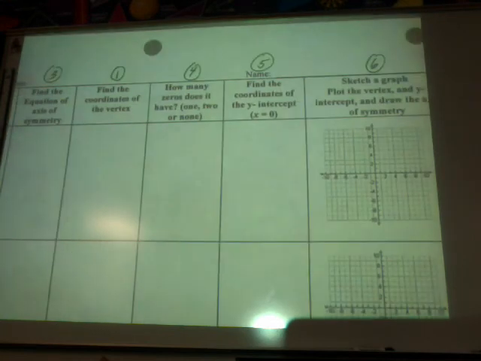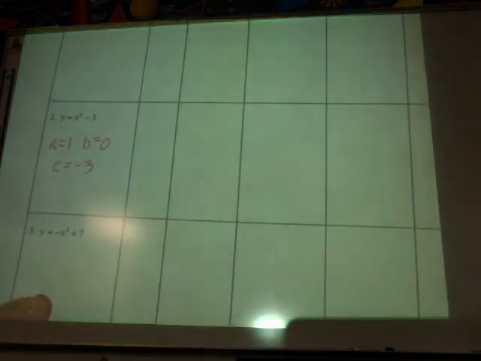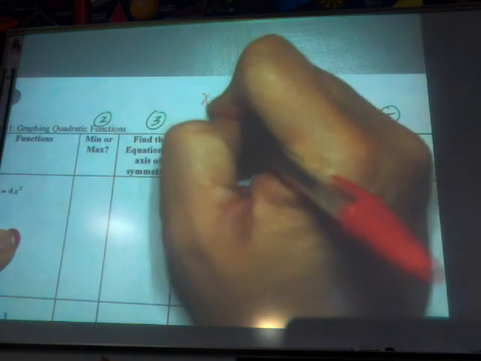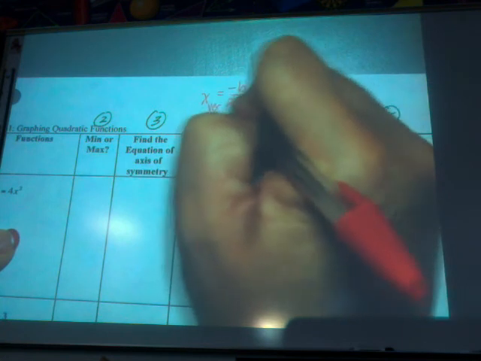All right, so we're going to find the coordinates of the vertex. Remember the formula? You might want to write that up here then. The x value of your vertex is equal to the opposite of b over 2a.